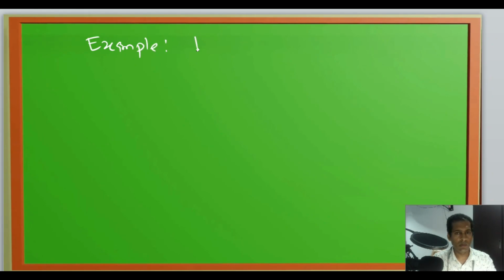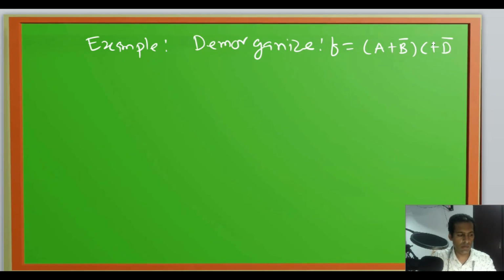Example: the question is to De-Morganize the function f equal to (a plus b bar) into (c plus d bar), whole bar. Okay, now let us check the solution.